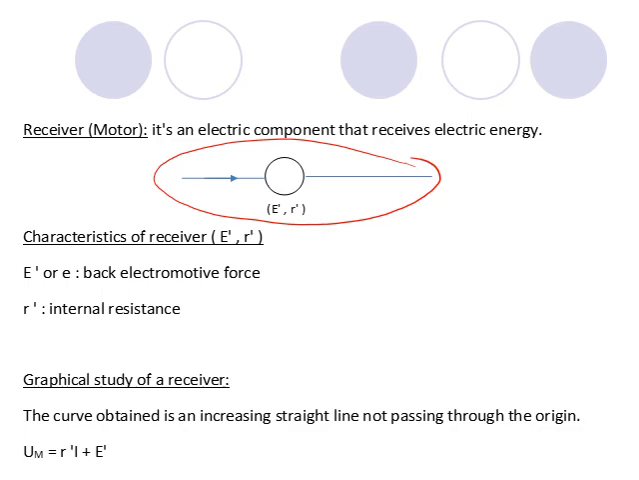The curve obtained is an increasing straight line that does not pass through the origin. Its formula is: U across the motor is equal to R prime I plus E prime.